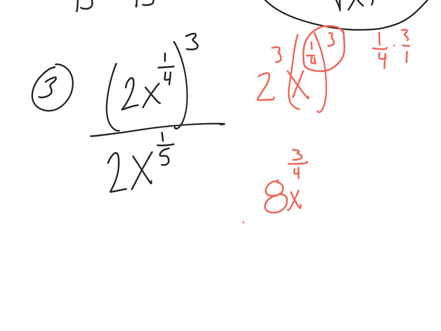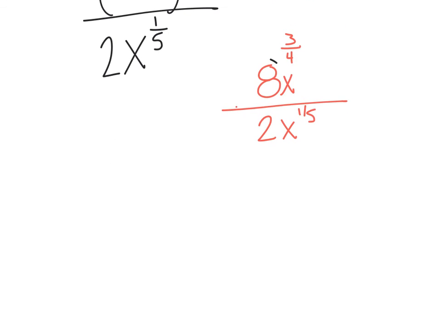Whoops, I forgot my x. Divided by 2x to the 1/5. Okay, so if you got that part, I think that's the hard part. So slow down and pause it if you need to. And now we'll go ahead and divide. 8 divided by 2 is 4. And when I divide, I have to subtract.